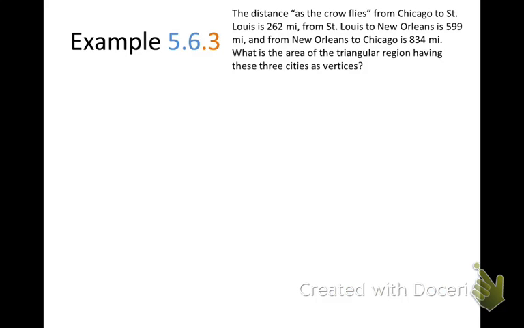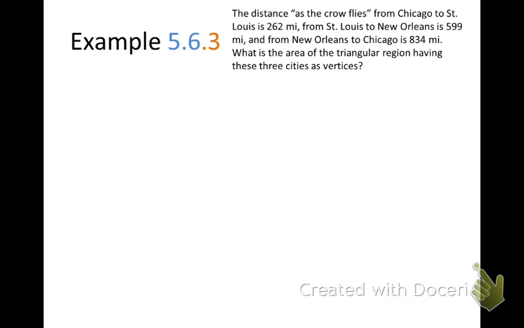So let's look at an example. This one says the distance as the crow flies from Chicago to St. Louis is 662, from St. Louis to New Orleans is 599, and from New Orleans to Chicago is 834. What is the area of the triangular region having these three cities as the vertices? So the first thing we need to do is draw a little sketch of what's happening here.